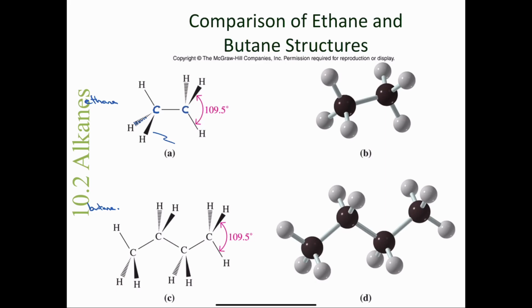Here's the ball and stick model of ethane over here. And for butane, you can see that we have 4 carbon atoms, and you can see the dashes and the wedges, and each one of these bond angles is 109.5 degrees. And then this is the ball and stick model of butane over here.